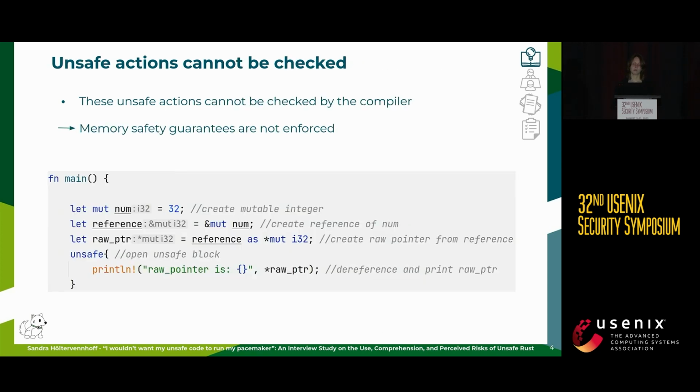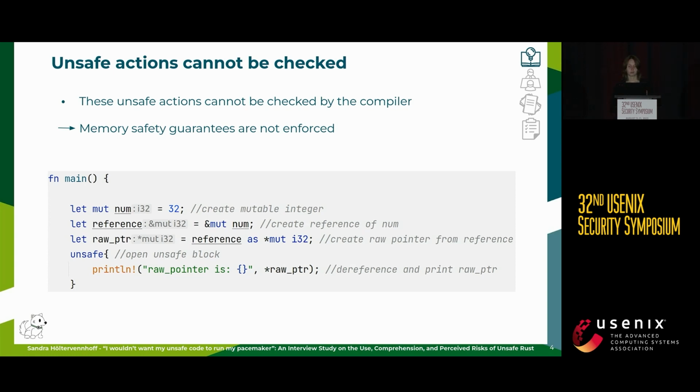So what is the problem with unsafe code? As I've just said, the compiler is not able to check and verify these unsafe actions. So memory safety guarantees are not enforced. And essentially that means that for unsafe actions, Rust's famous safety guarantees are fading away. So the developers again have to do it for themselves, and issues like memory mismanagement or undefined behavior might arise more easily, as they do in other languages.